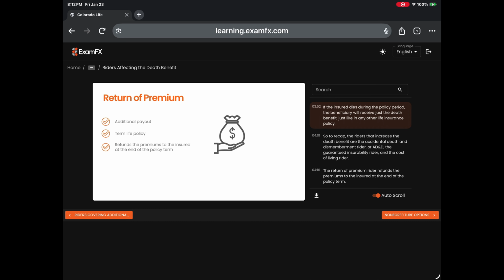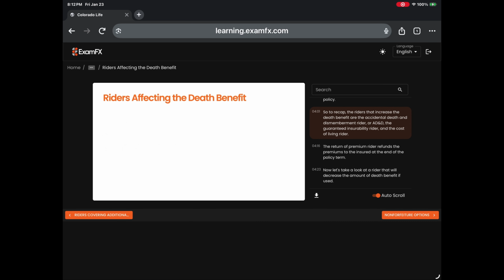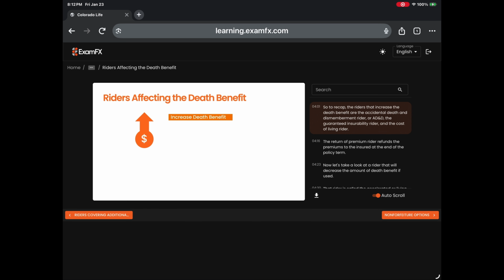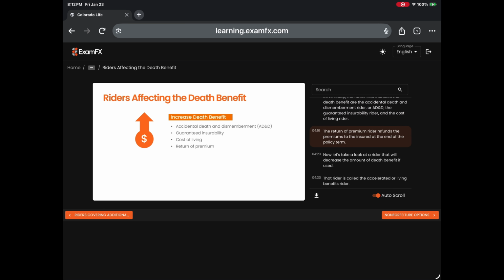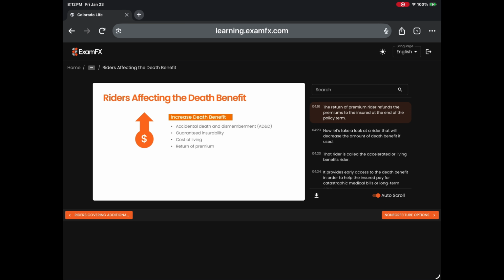other life insurance policy. So to recap, the riders that increase the death benefit are the accidental death and dismemberment rider, or AD&D, the guaranteed insurability rider, and the cost of living rider. The return of premium rider refunds the premiums to the insured at the end of the policy term.